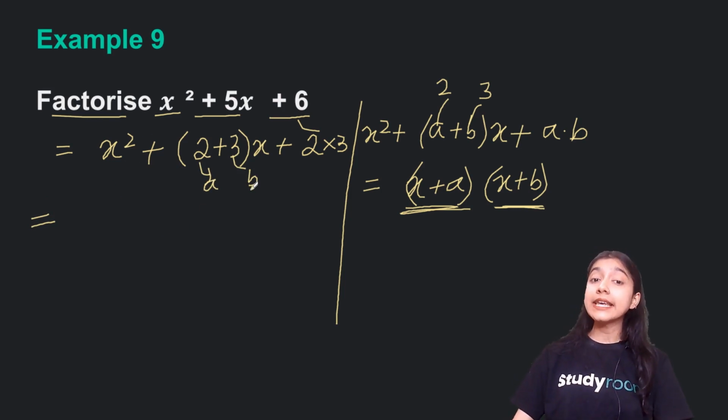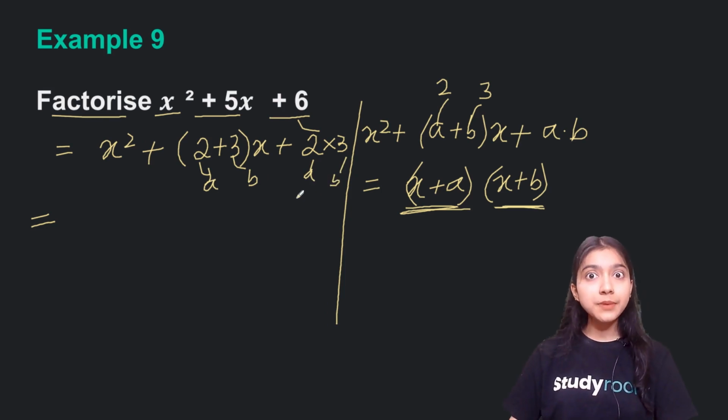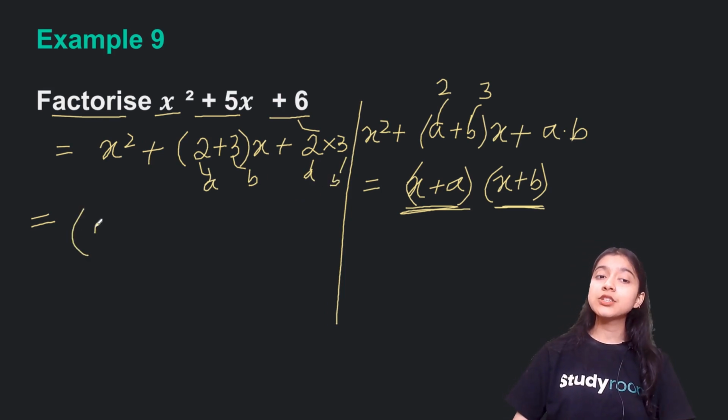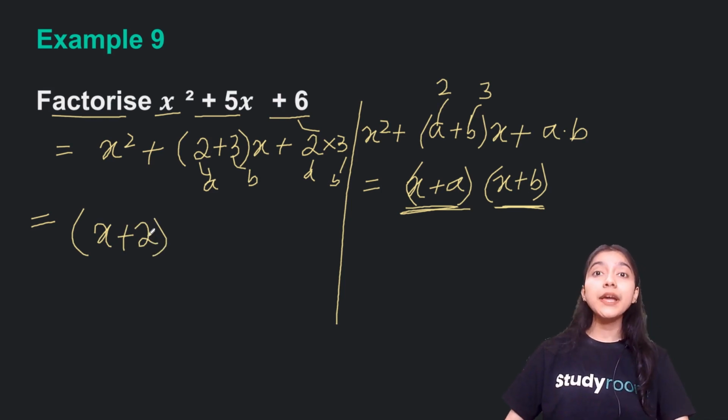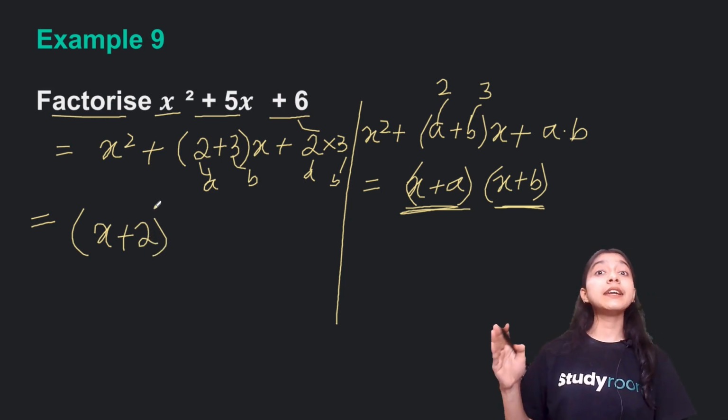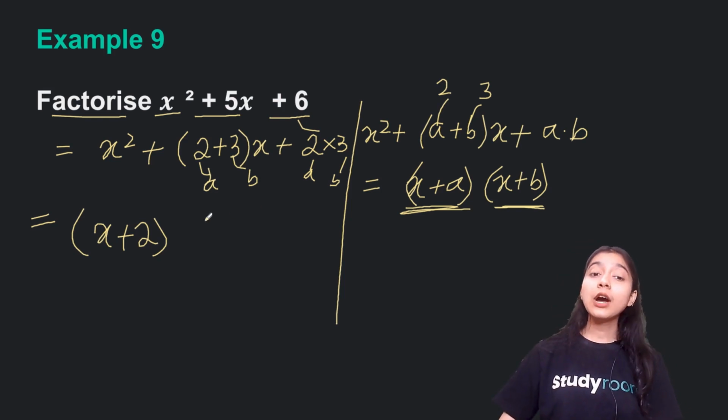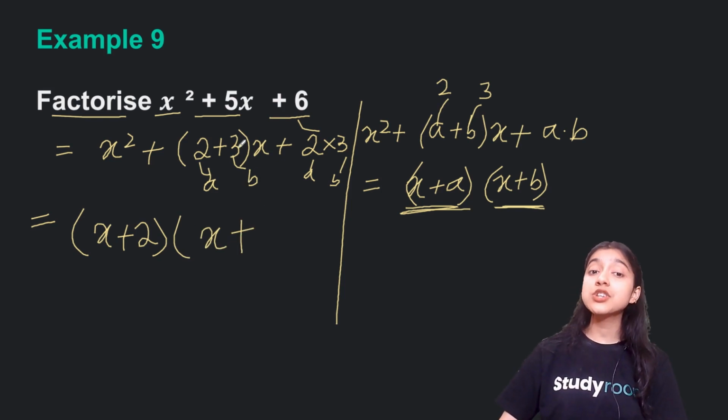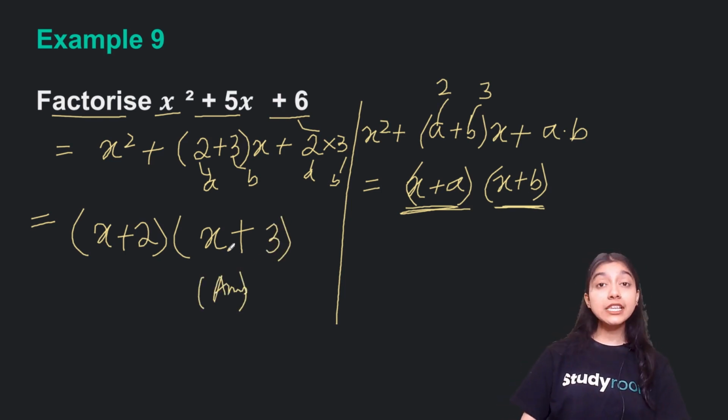So x square plus a plus b x plus of a multiplied with b is equal to x plus a multiplied with x plus b. So in place of x we will write x. In place of plus of a we will write 2 because here a is 2. What we have to do is to compare the question with the standard identity that we have learned. Now we get x plus a multiplied with x plus b. That means plus x plus of what is b in this question? In this question b is equal to 3. So we have 3. So this will be our final answer, that is x plus 2 whole multiplied with x plus 3.